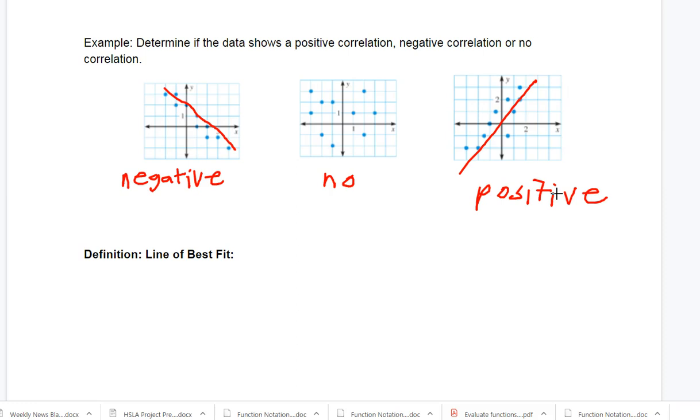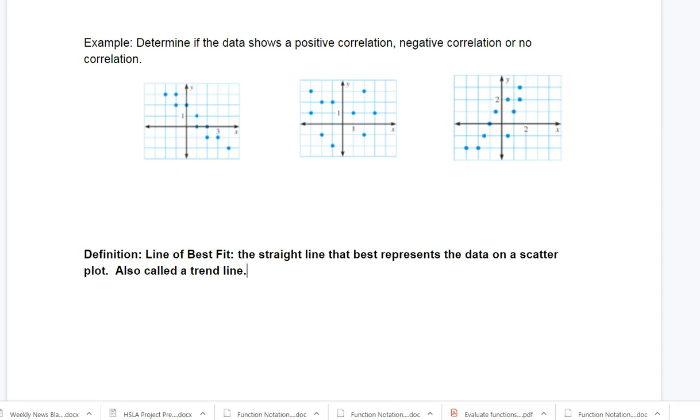Now, these lines that I've sketched in here, and here, those are specifically called the line of best fit. And simply, a line of best fit is the straight line that best represents the data on a scatter plot. This can also be called a trend line. So, like we were talking about before, if I'm looking at this one right here, that would be about the line of best fit.